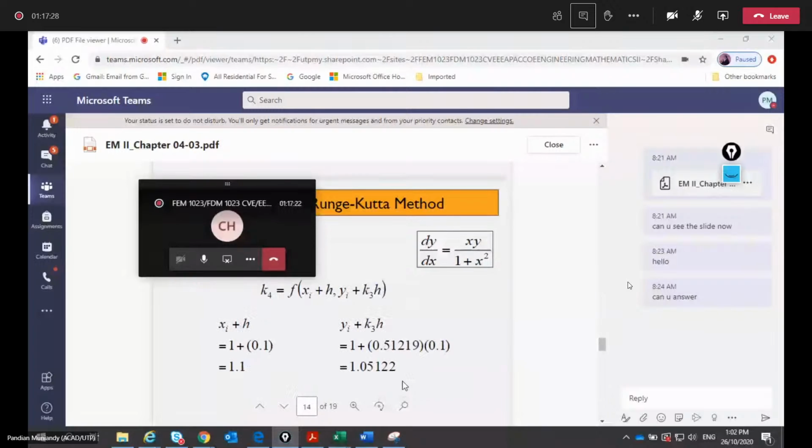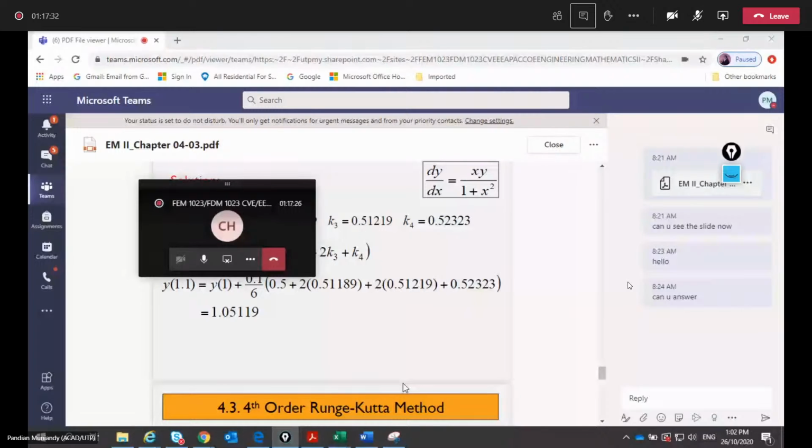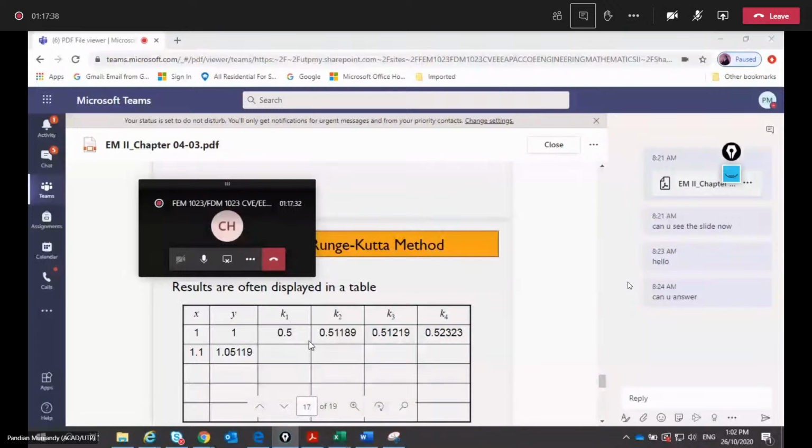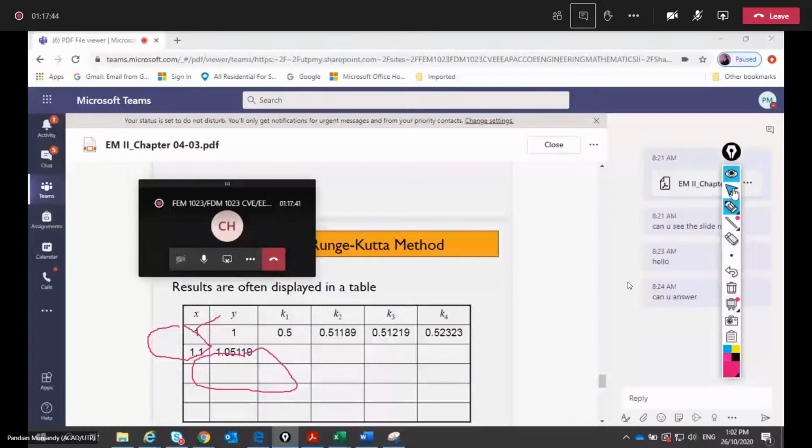This example is just to show you how to calculate 1.1. But in the next example, we will show you the real table. Here you can see the table now, and I want to explain it to you. This is the table which I told you. You have to create this table. This table, you see here, 1.1, they haven't completed yet. You have to complete this at home.